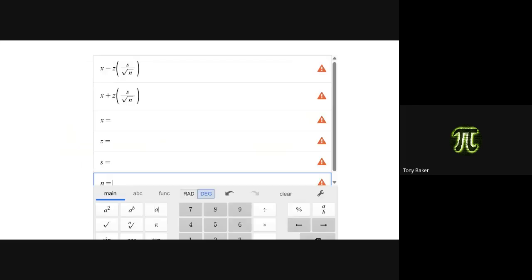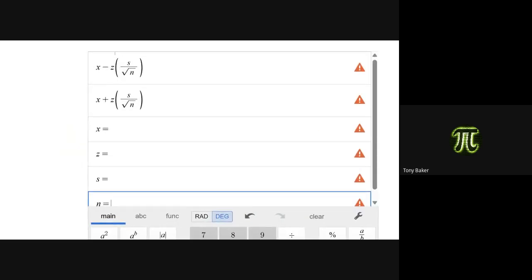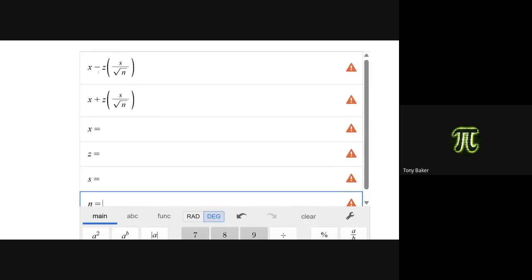So this is what it would look like in Desmos. You can't do the plus or minus. You have to do it as two separate things. So you have the minus version and then the plus version. And then the four values that we're going to need to plug in.